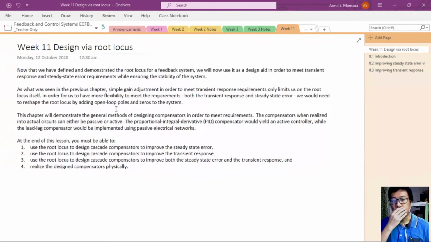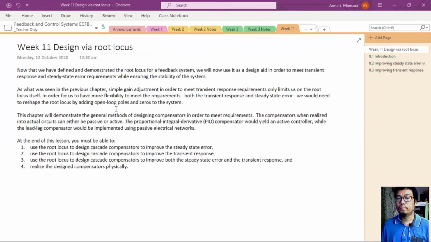Okay. So now that we were able to discuss your root locus, we will now be able to use this tool as a means of coming up with a controller design para ma-meet natin yung transient response and steady state error requirements while we ensure that the system is stable. Okay. So in the previous lesson, nakita natin that we can actually come up with a decent design of your controller.